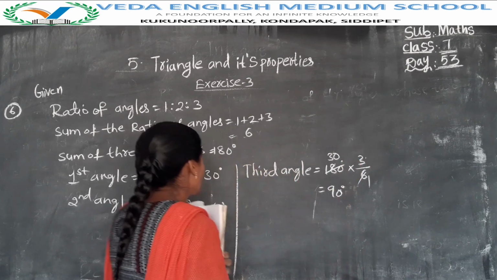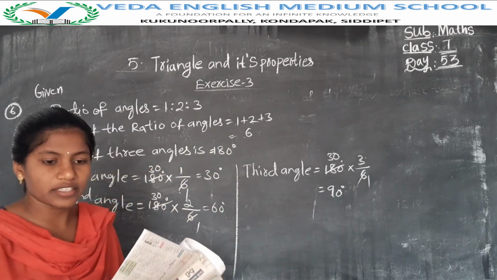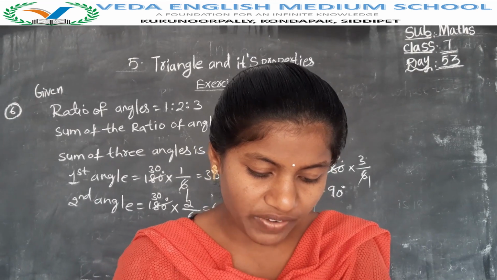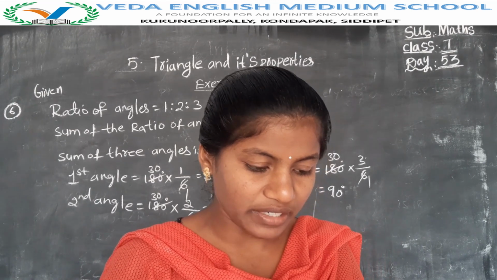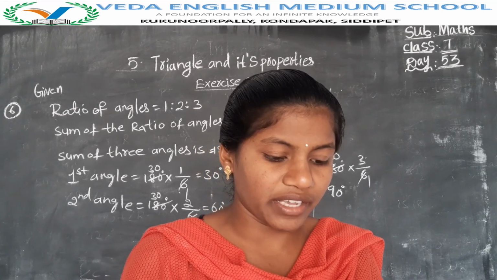The three angles are 30, 60, 90. So complete your homework up to the 6th problem. Problems 7, 8, 9, 10, 11, 12, 13 I will explain in the next class, and we will go to the exterior angles of a triangle. Okay children?